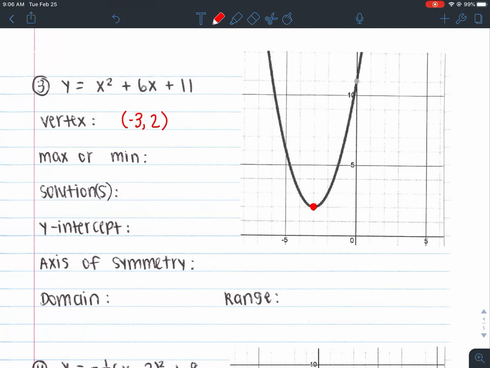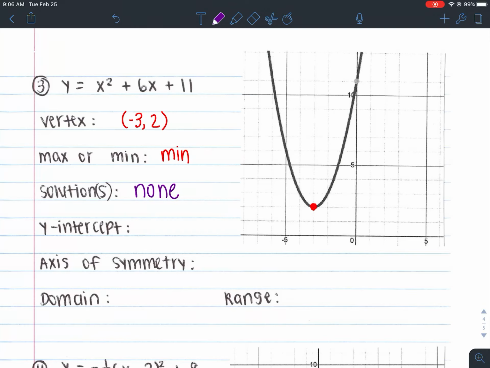Okay? Now, do I have a minimum point or a maximum point here? I have a minimum point here. I have a lowest point. Now, solutions. Well, what's a solution? Remember, a solution is an x-intercept. So this is my x-axis down here. Does it ever cross the x-axis? No. So if it never crosses the x-axis, then it can't have an x-intercept. So we would say none.